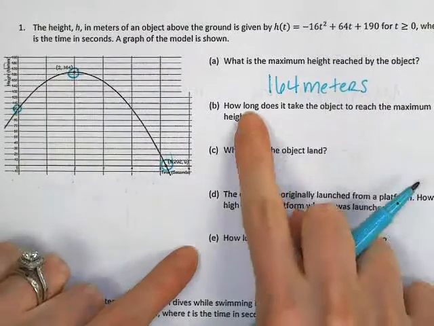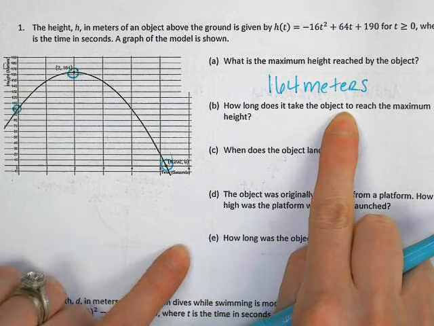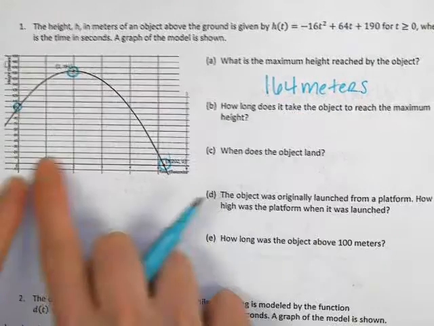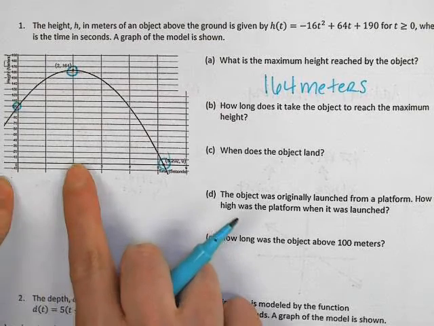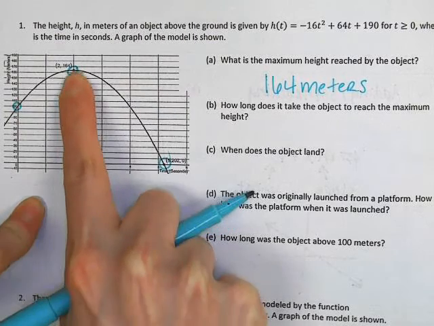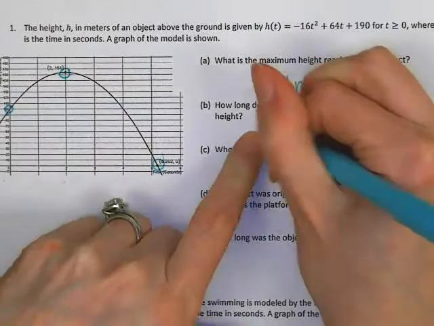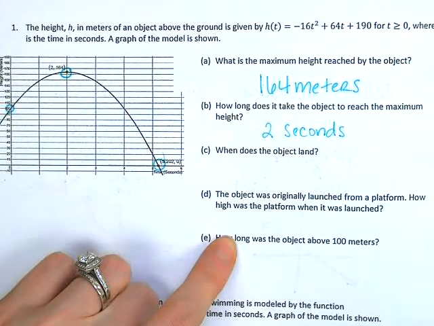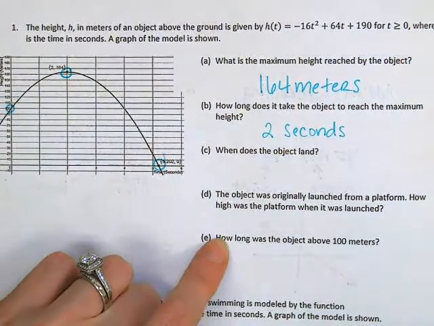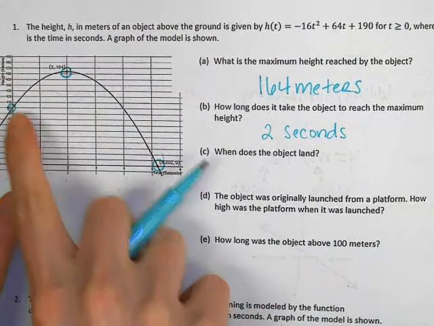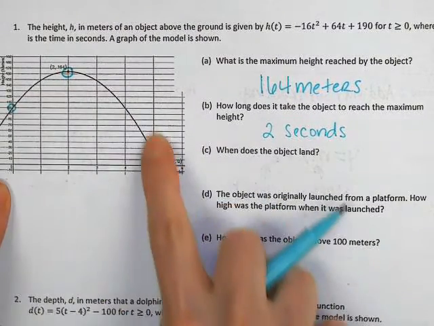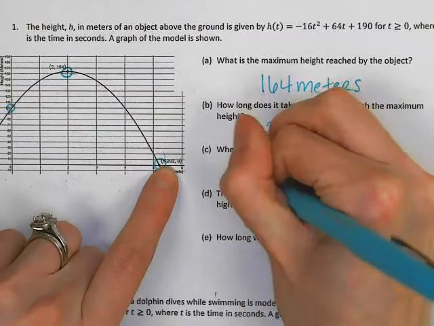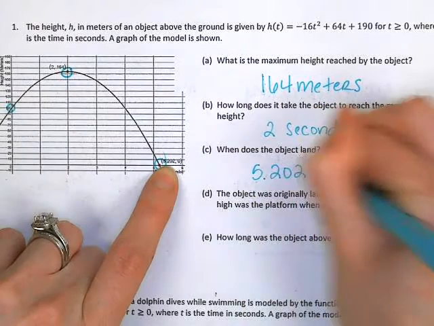Now B, how long does it take for the object to reach that maximum height? That's saying how much time has passed before it reaches the maximum height, and that's going to be the 2 seconds. Now C says, when does the object land? So it goes up and then it comes back down. When does it land? The time? That's the 5.202 seconds.